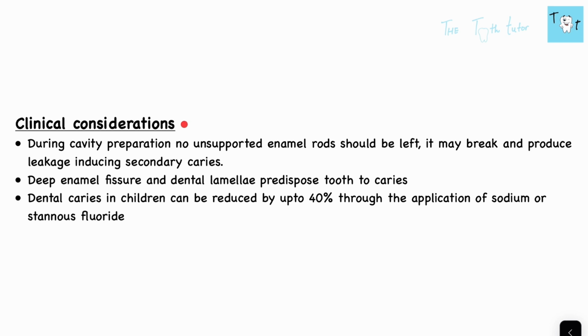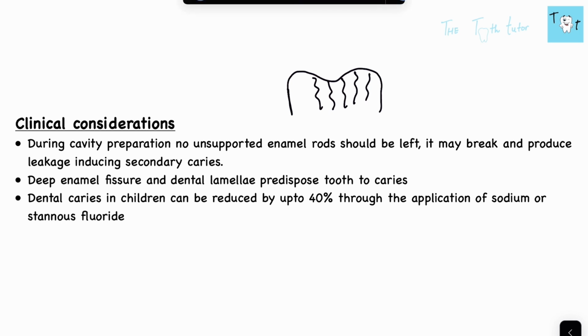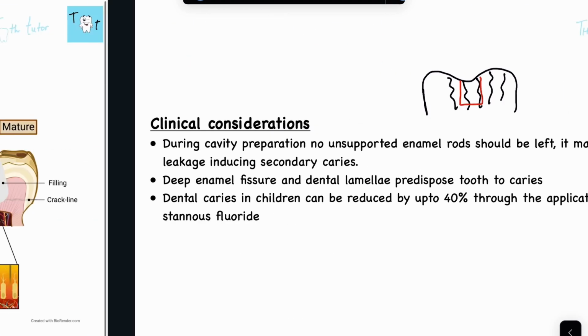Now coming to the clinical considerations. So what do we have to take care of in case of enamel? So during cavity preparation, no unsupported enamel rod should be left. It may break, produce leakage, inducing secondary caries. So what will happen is, I have this tooth, okay, and I'm forming a cavity. If this is the direction of the enamel rods in this portion, then when I'm making a cavity, I have to make sure that I make the cavity along this, like this.